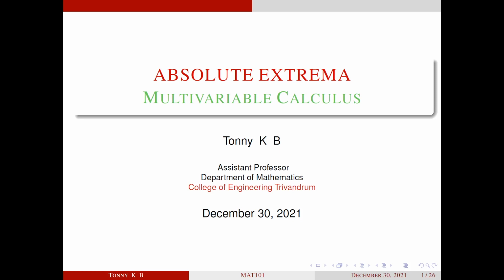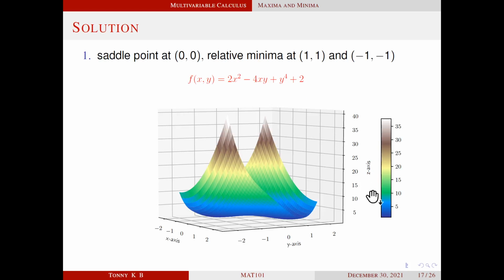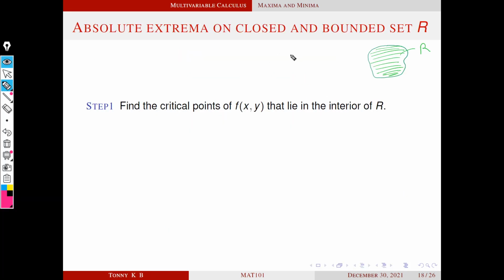Okay, let's start. The solution of last homework. So we consider a closed and bounded set R, and then we have an algorithm for finding the absolute extrema. Absolute extrema means either absolute maxima or absolute minima. Step one is to find the critical points of f(x,y) that lie in the interior of R. That's our step one.